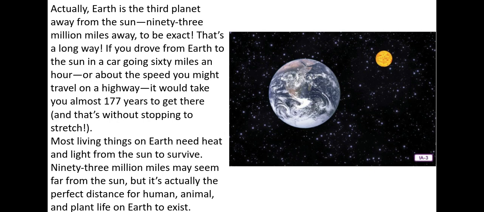Most living things on Earth need heat and light from the sun to survive. 93 million miles may seem far from the sun, but it's actually the perfect distance for human, animal, and plant life on Earth to exist. How neat is it that the Earth was created in the exact spot where life could exist on it?